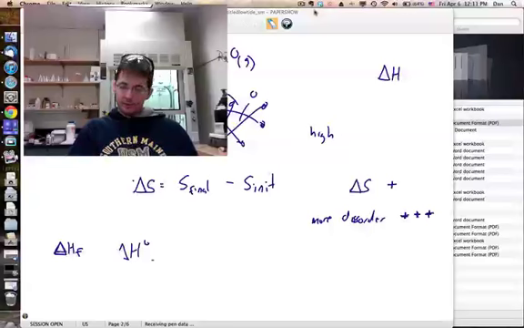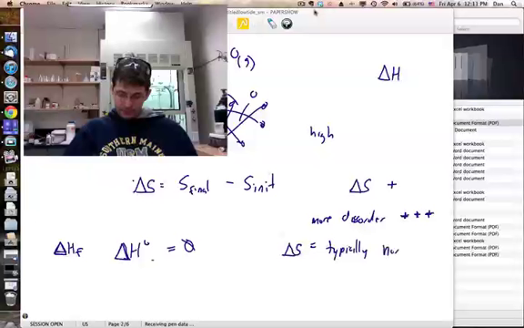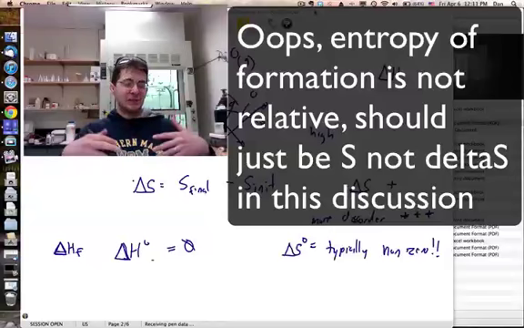The standard enthalpy of an element is typically equal to 0. For entropies, the standard entropy of elements is often non-zero. So in these cases, we have to be cautious. Up to this point, we've been able to say elements in their native state are 0 in our thermodynamics work.